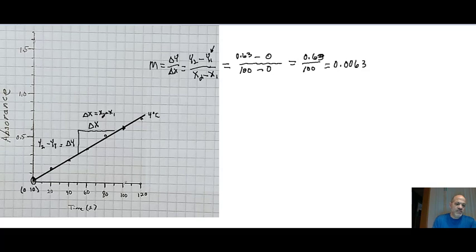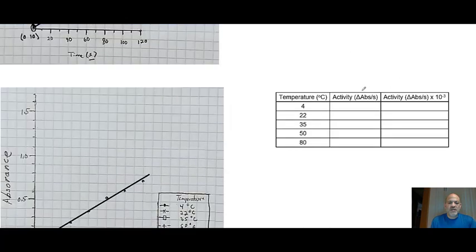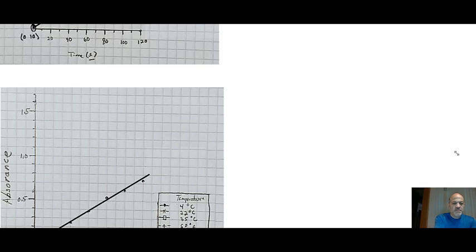And there's actual units. The absorbance doesn't have units, but time has seconds. So this is absorbance units that don't have anything like meters or anything like that per second, right? Because this is absorbance units, and this is the seconds, right? And so what you want to do is you're going to put that slope into a table.